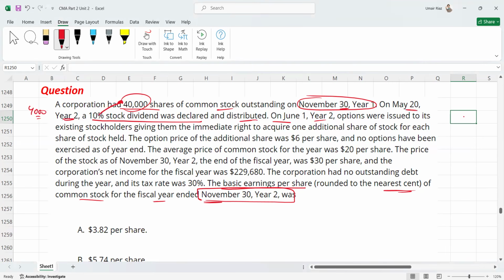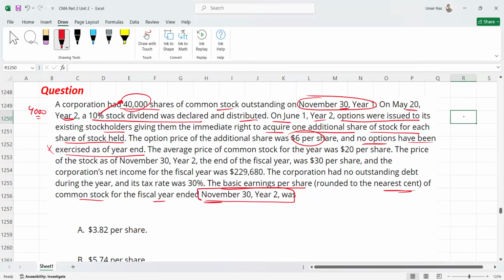Options were issued to its existing stockholders, giving them the immediate right to acquire one additional share of stock for each share of stock held. So they can buy one new share against each existing share. The option price of the additional share was $6. So at this price, they can buy the additional shares. No options have been exercised as of year end, so this is not relevant data because no option is exercised.